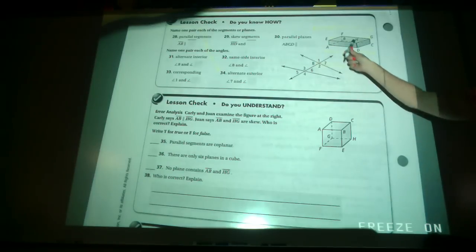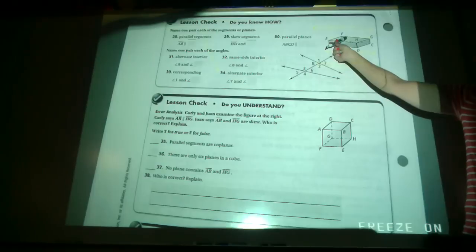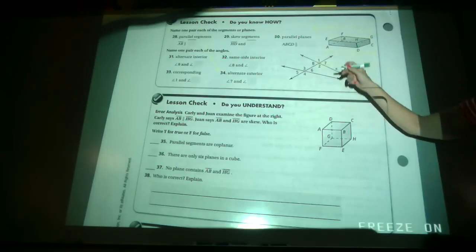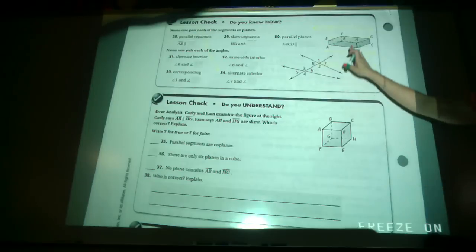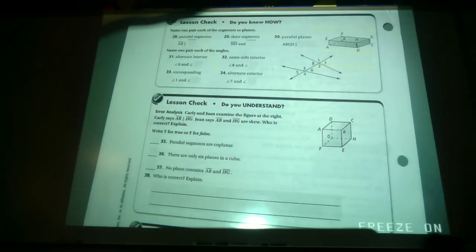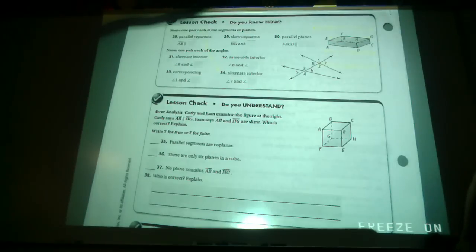I hear AB. Would you agree with that? Are they coplanar? Nope. Can you draw a plane that would connect both of those? Nope. So those two are skew, definitely. So AB. What else? What's another one? FG, can you put a plane to connect those two? So that's another possibility. There actually is one more.